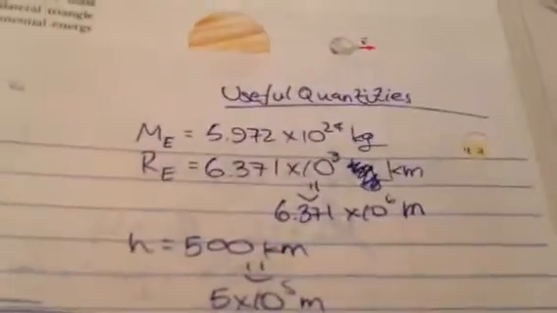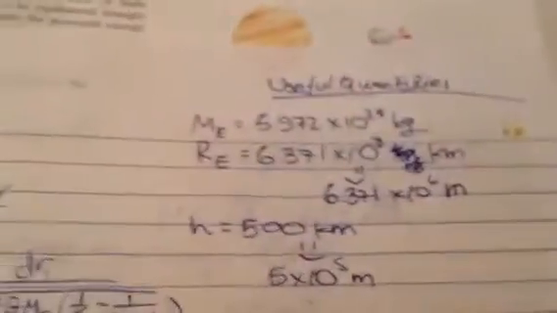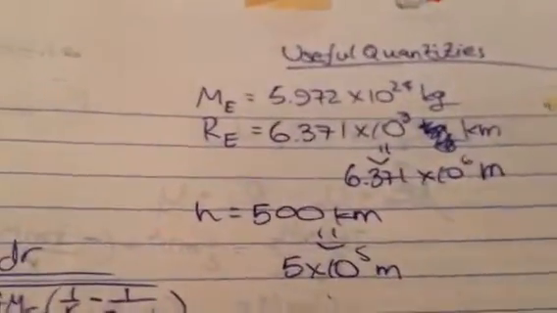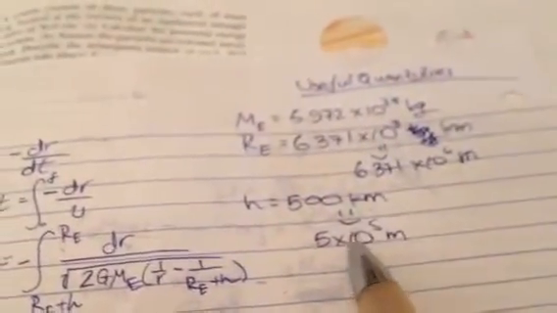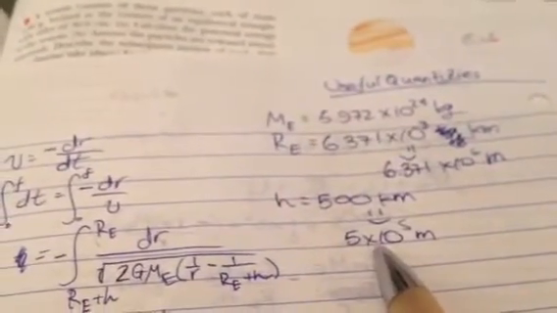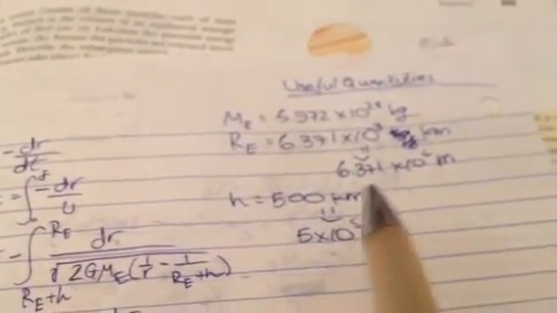So now here are some useful quantities before you solve, just from my friend Google. The mass of the Earth is 5.972 times 10 to the 24th kilograms. The radius of the Earth is this value, and you have to convert that to meters. Don't forget to do that because that's extremely important, because G's units are newtons times meters squared per kilogram squared. And same thing here with the height. You also have to convert it to meters and get 5 times 10 to the 5th meters.